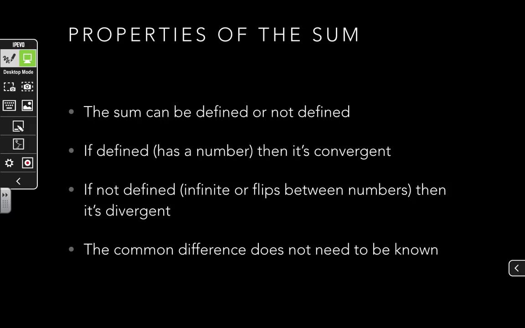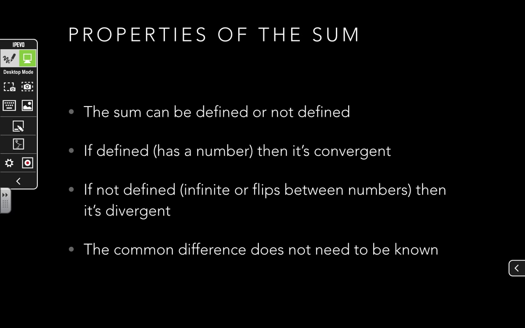If it's a finite sequence, then you can define it. It will have a number that we get, and it will be what we call convergent. It approaches a number, and we'll visualize this idea in a minute. If it is not defined, it means it's infinite, goes on forever, or it flips, changing between some kind of numbers, then it's divergent. The other thing that you need to know about the sum is that the common difference does not need to be known. These points of convergence and divergence are not in the book, so you might want to write them down.